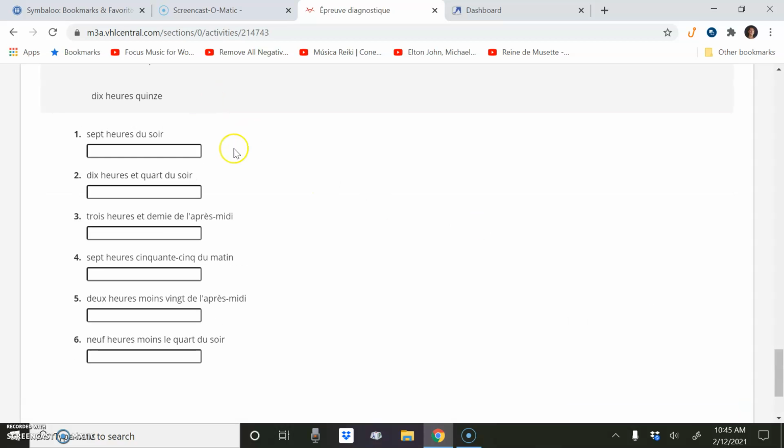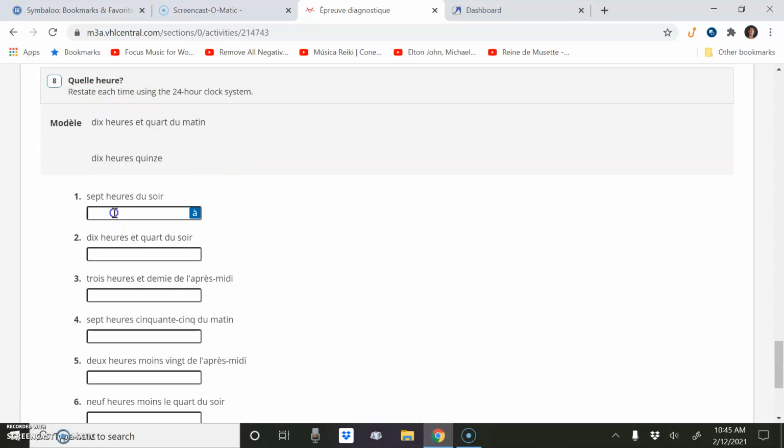And, oops, that's the last part. You were just changing it from conversational time to military. So if it's in the evening, you add 12 hours to the hour. Par exemple, like 7 heures du soir, 7 p.m. is going to be 19. You add 12. Make sense? 10 o'clock and a quarter in the evening is going to be 22. 22 hours. And instead of a quarter in military time, they just say 15.